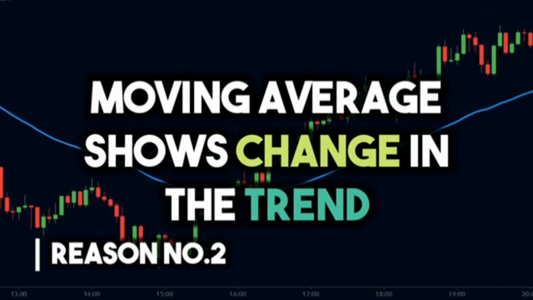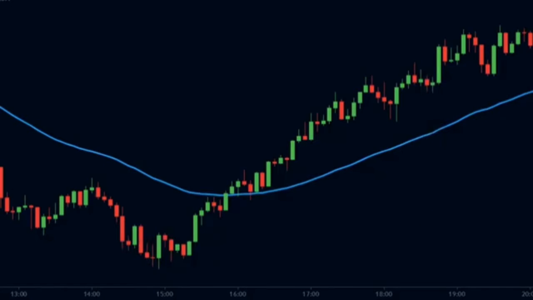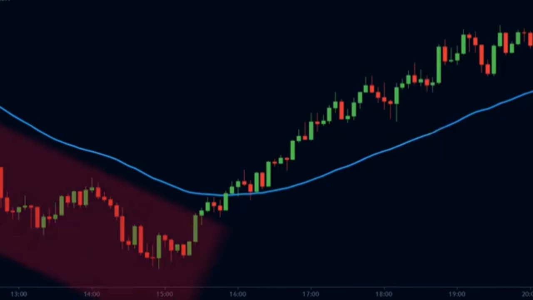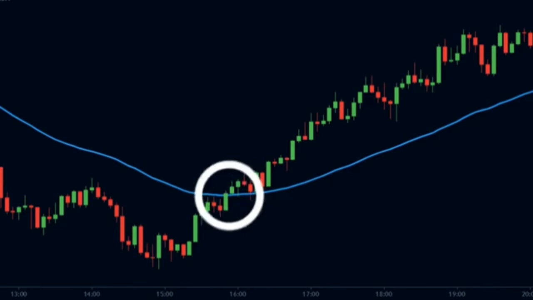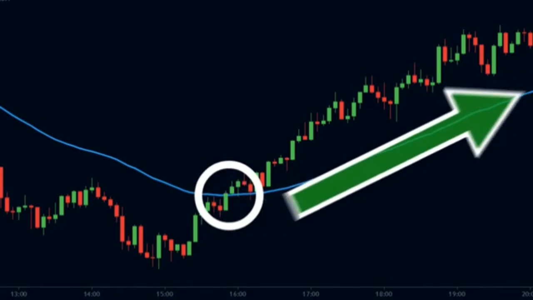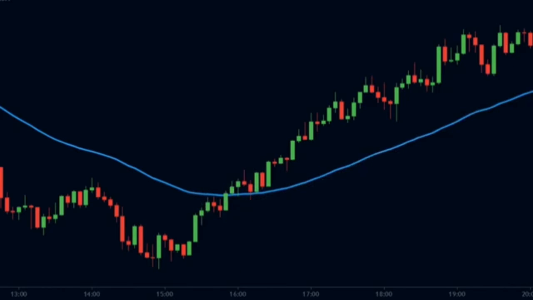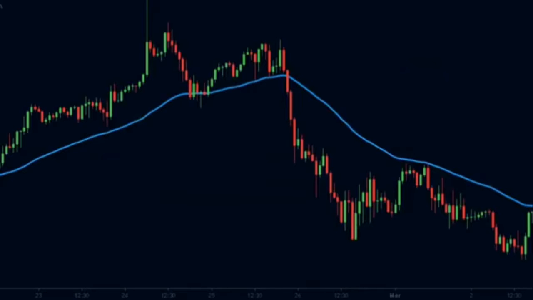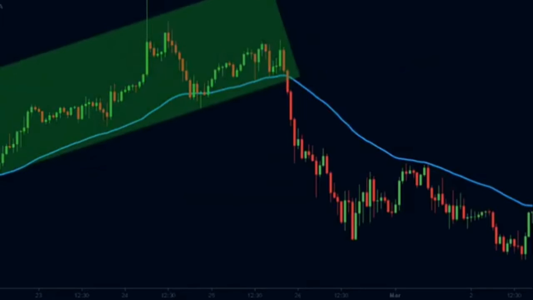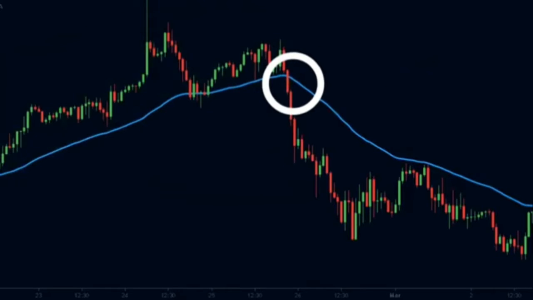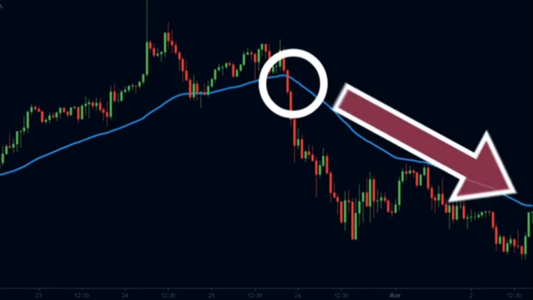The second reason is that moving averages show change in the trend. Look at this chart. Here we can see that initially the price was in a downtrend. But after the break of the moving average, the price went into an uptrend. Hence, the break of the moving average can alert us to a shift in the trend. Here on this chart, we can see that the price was initially in an uptrend, then it crosses the moving average, and a strong downtrend begins.